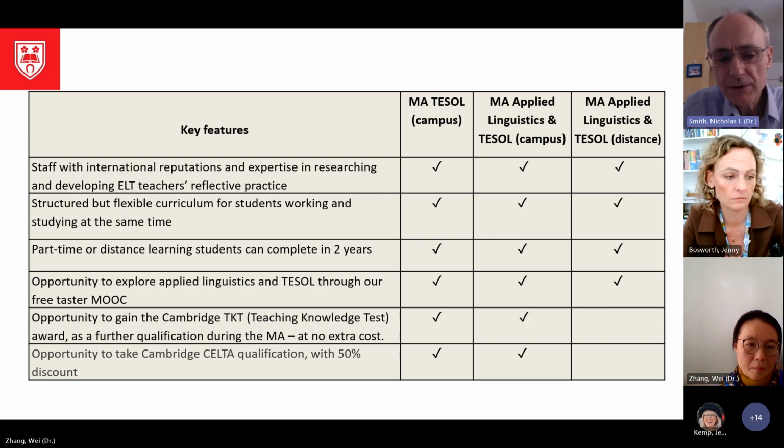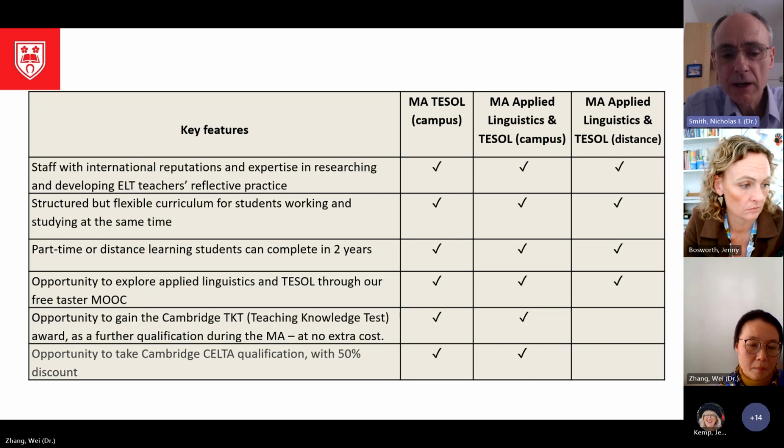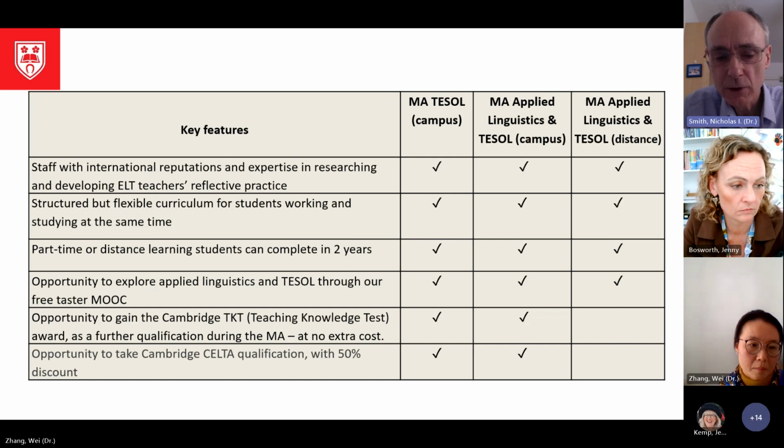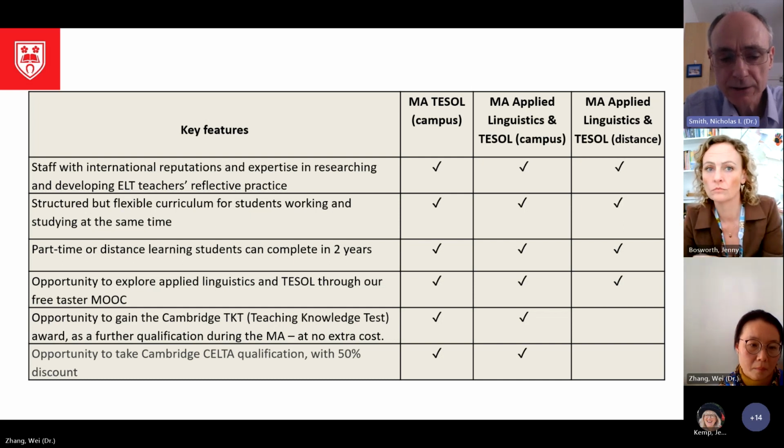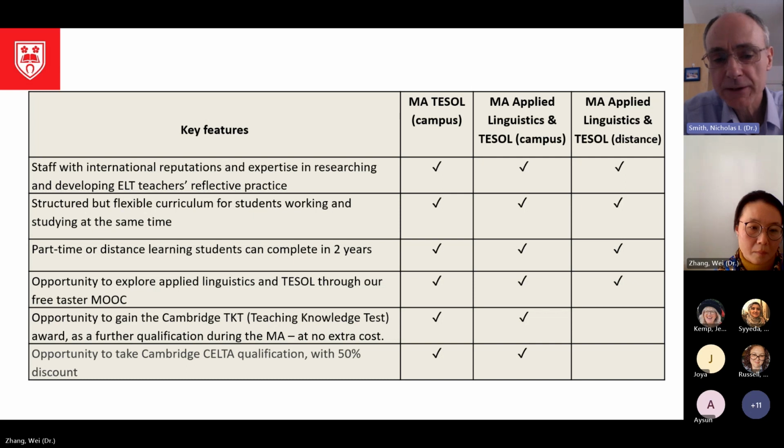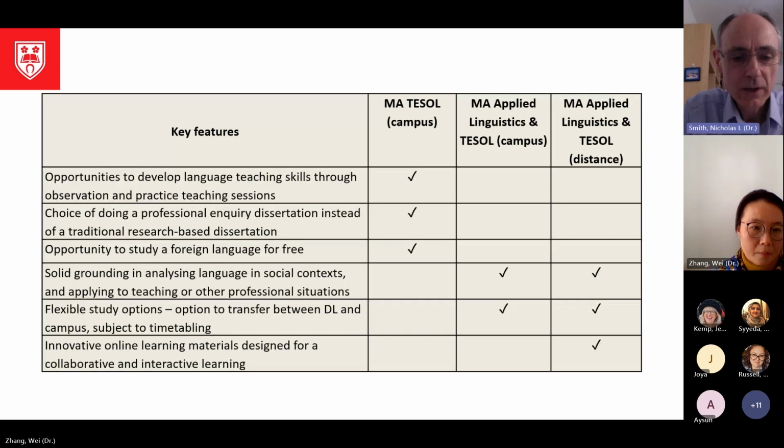The last 2 features are the option on the campus programs to take 2 Cambridge accredited qualifications, the Cambridge Teaching Knowledge Test and the Cambridge CELTA qualification, which are both practically oriented and complement your academic studies very well. The TKT is fully funded through the master's program. For the CELTA qualification, you get a 50% discount if you take it.